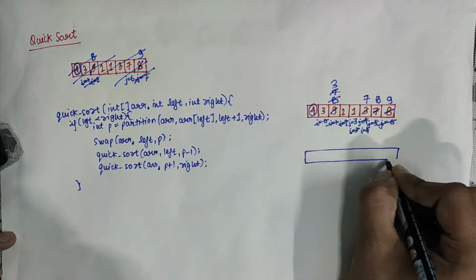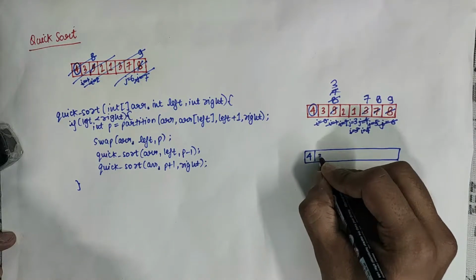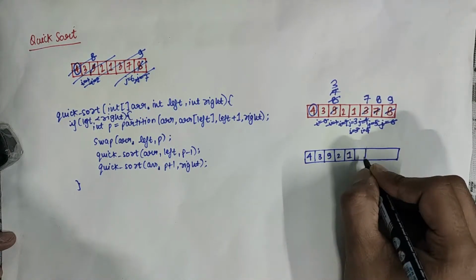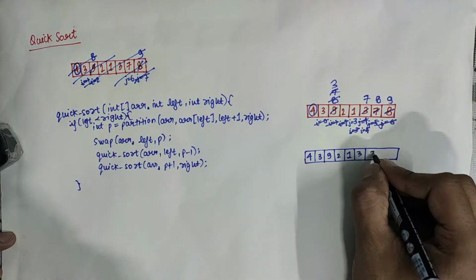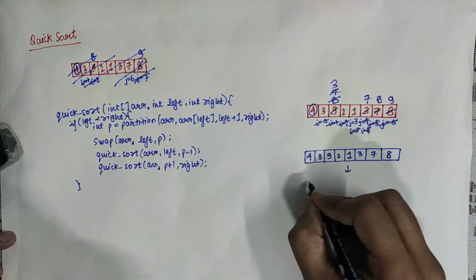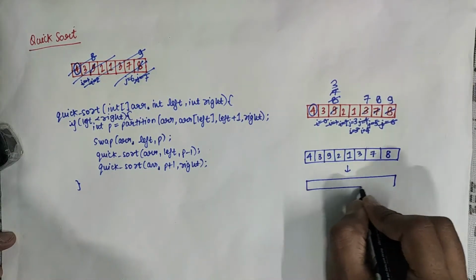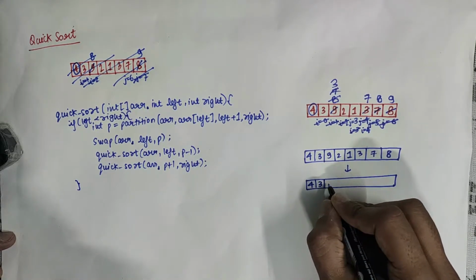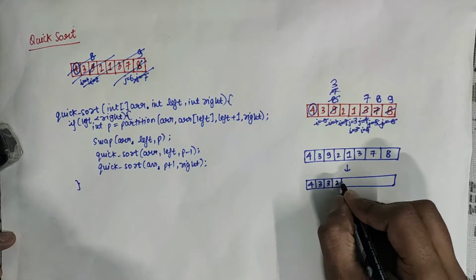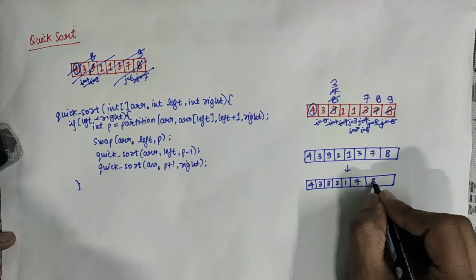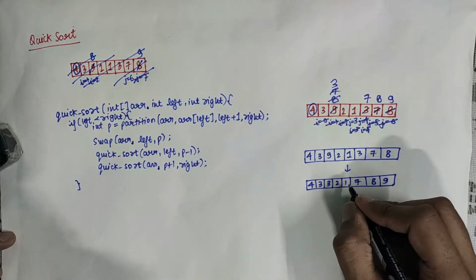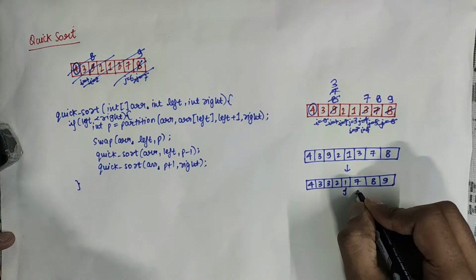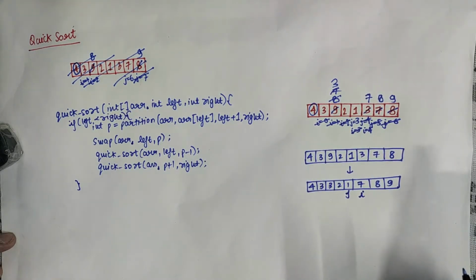So let me show you what the initial array was and what the final array will be. This was our initial array, and the partition function basically converted it to this array. So this is our final array, and the index j is pointing to 1 and j is returned, and i is this index pointing to 7 in this case.